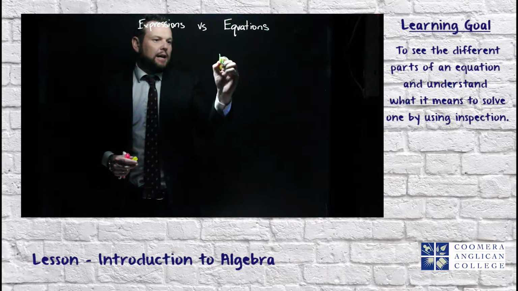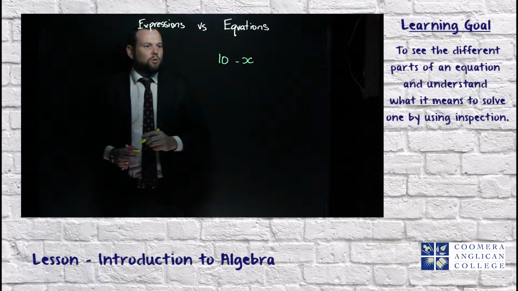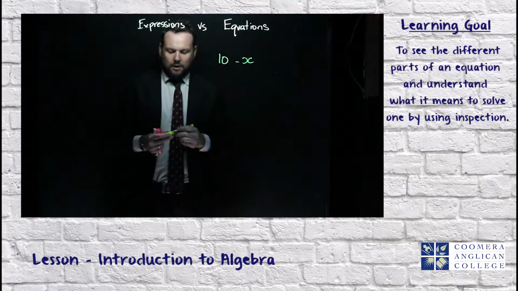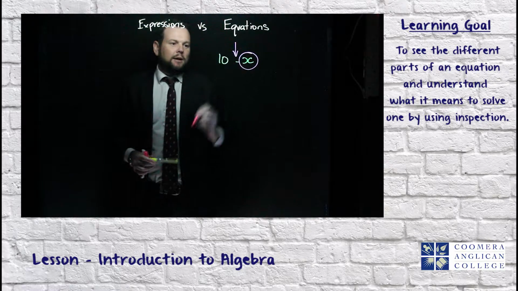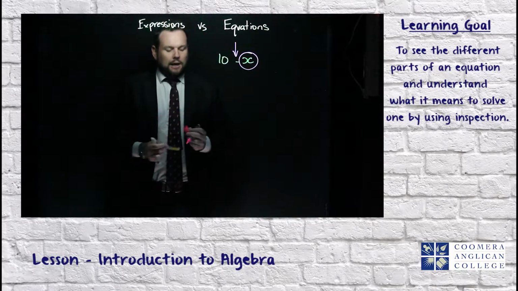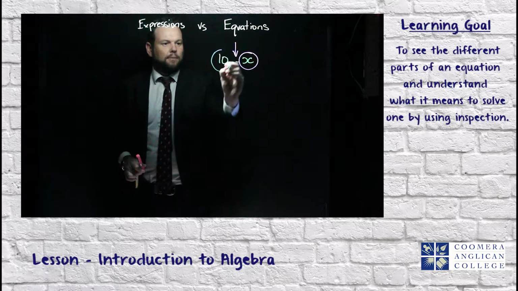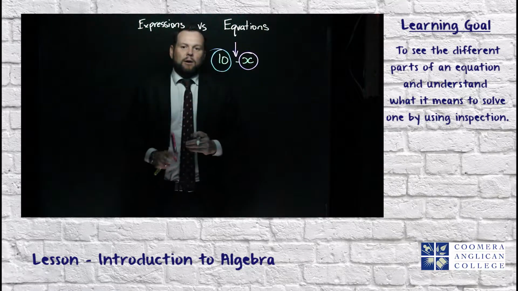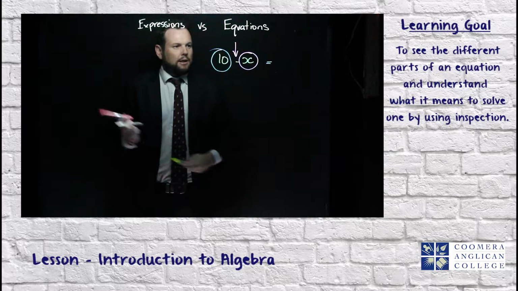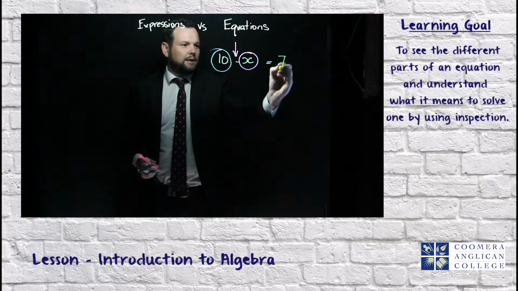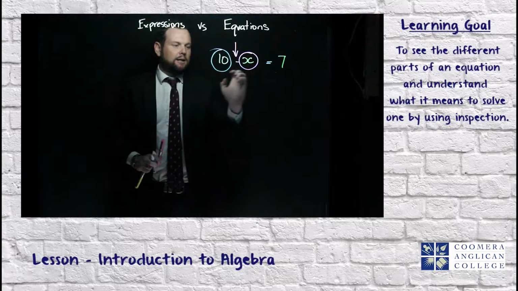Let's just say I've got 10 take away x. Okay, that's an expression. We can see that we've got a variable. Our variable is x. I've got an operation there, which is obviously the minus, and a constant term, with the constant term being 10. An equation, however, has an equal sign. If we have a look, I can write in an answer. So I'm going to write in the answer of 7. So 10 minus x equals 7.